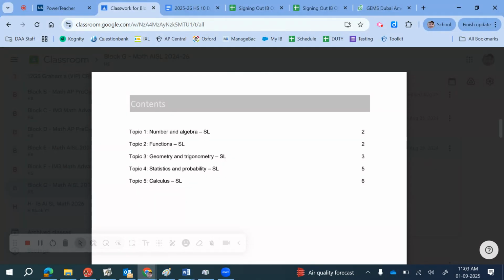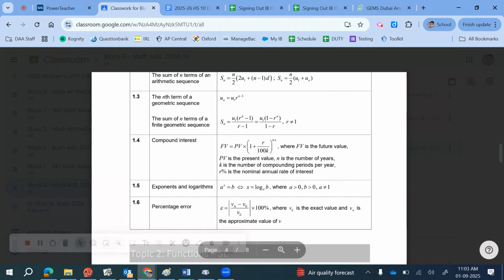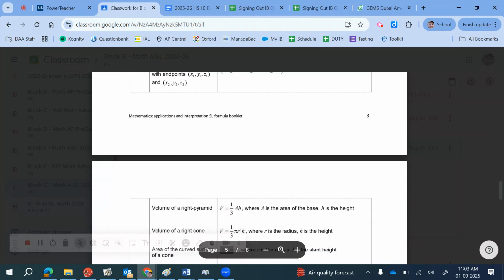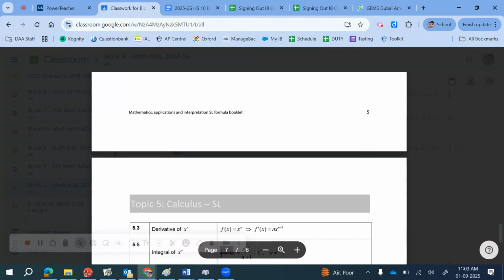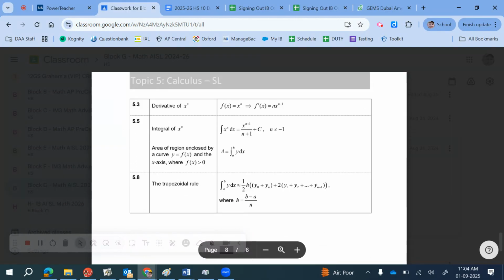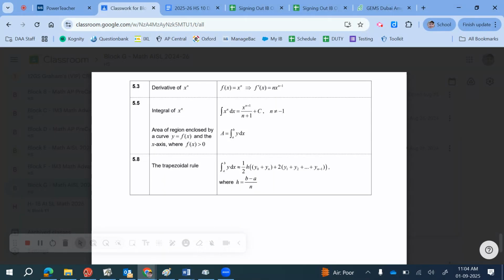So which section is it going to be in? Calculus. This is calculus. Obviously it's going to be towards the end. So we go down to the end. And it's the last formula, here it is.